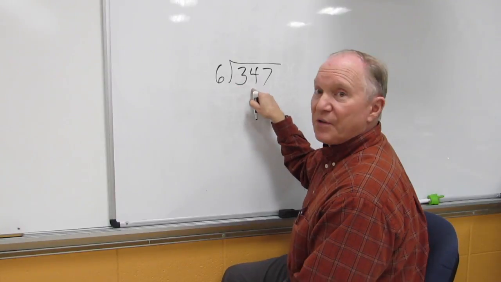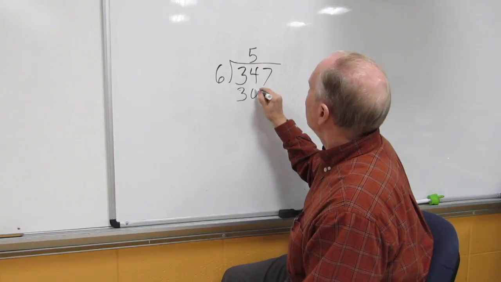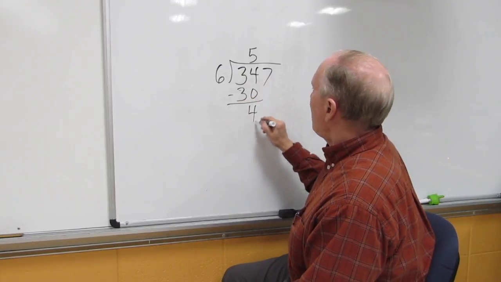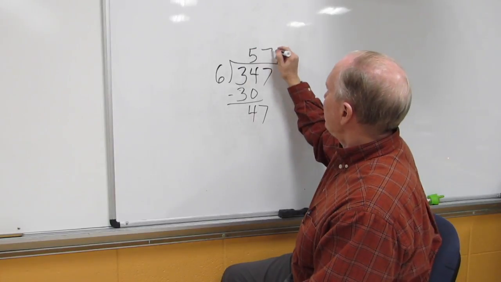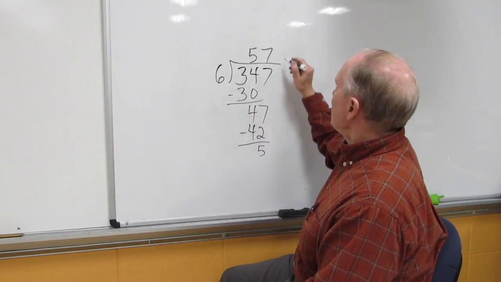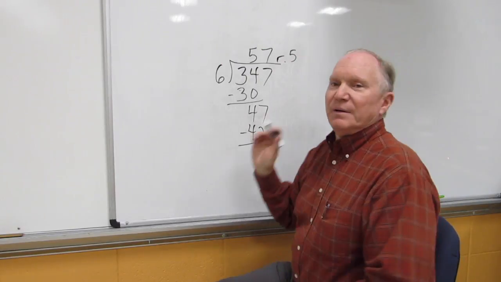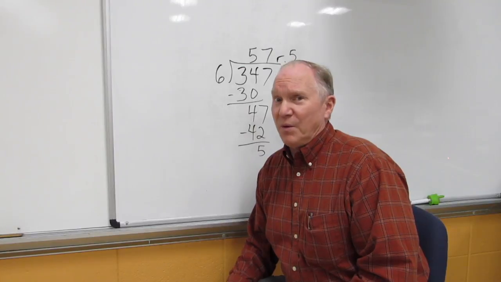I can do 6 into 34. That's 5. 6 times 5 is 30. Take away, you got a 4. Bring down the 7. 6 into 47, that'd be 7. 6 sevens are 42. Take that away, and you've got a remainder of 5. Really fast, really easy. But we don't know why it works that way.